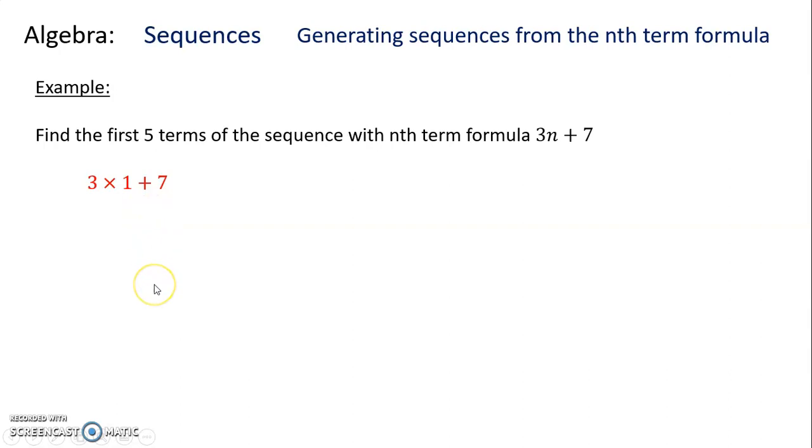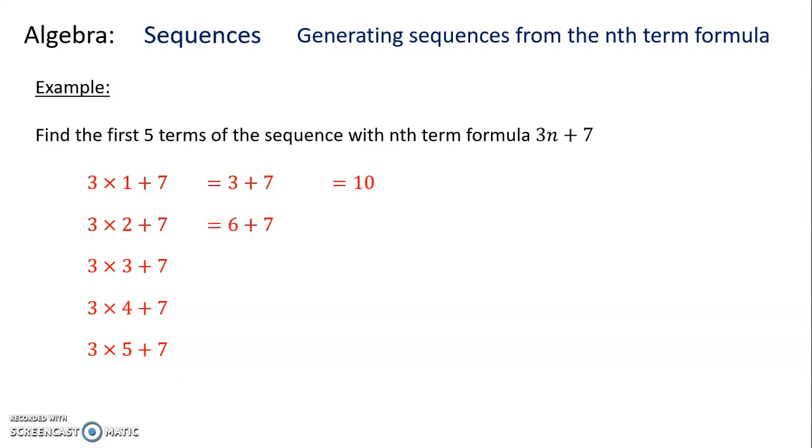Second term will be 3 times 2 add 7. Third one, 3 times 3 add 7. Then we're going to have 3 times 4 add 7, and then 3 times 5 add 7. So then we've got to calculate these, remembering BIDMAS tells us to do the multiplication before the addition. So we're going to have 3 add 7, which is 10. 6 add 7, which is 13. 9 add 7, which is 16. 12 add 7, which is 19. And 15 add 7, which is 22.